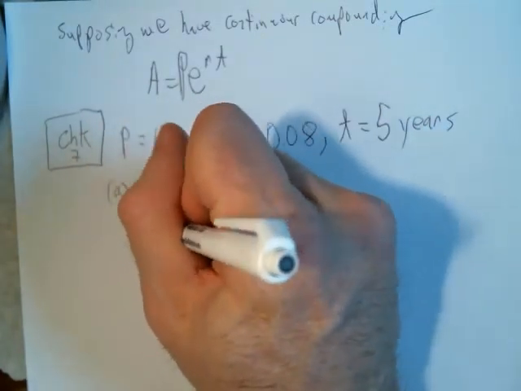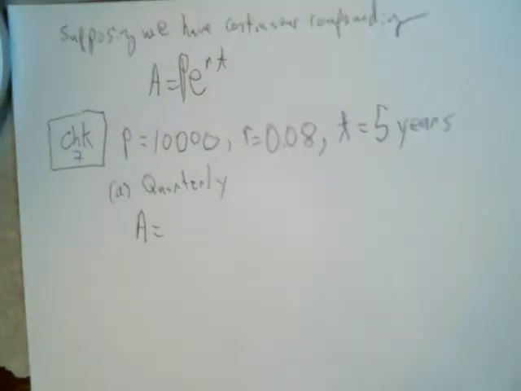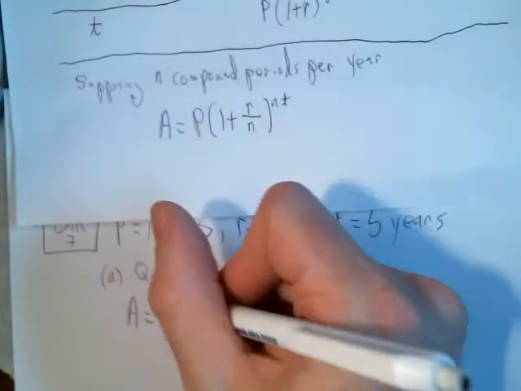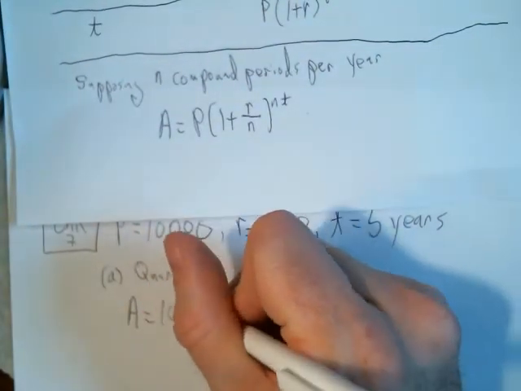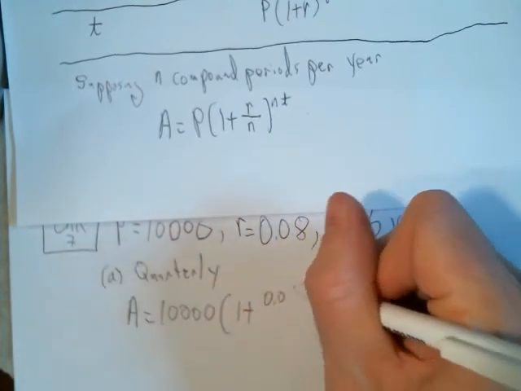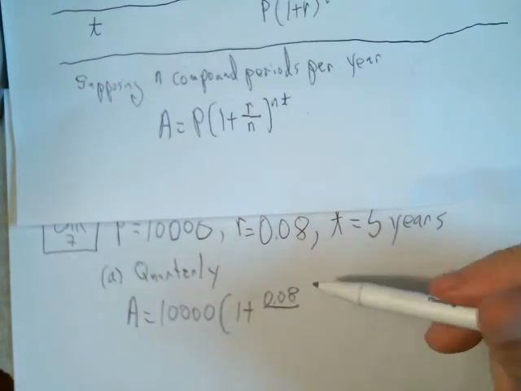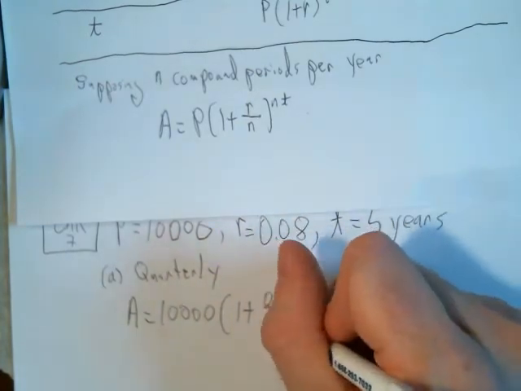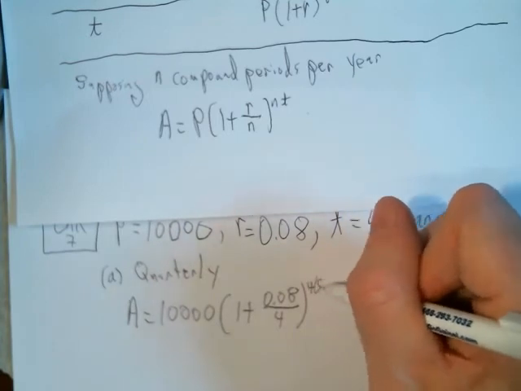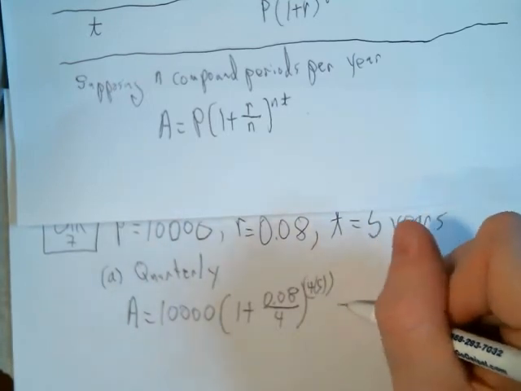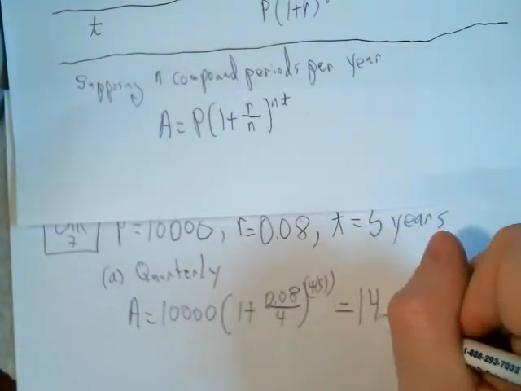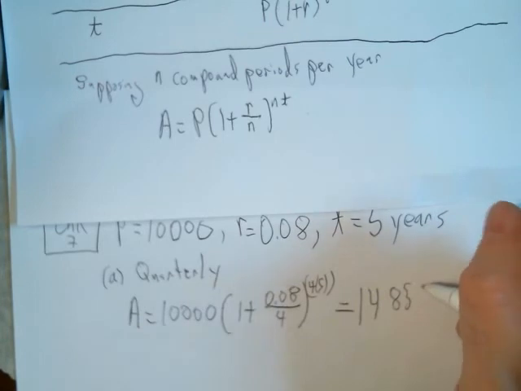So we'll go back to our formula for n compounding periods from before. So we'll have 10 grand times (1 plus r, which is 0.08, all over n). So if it's quarterly, n is 4. And then raised to the 4 times 5, so the 20th power. Okay. And plop that into your calculator, and you get about $14,859.